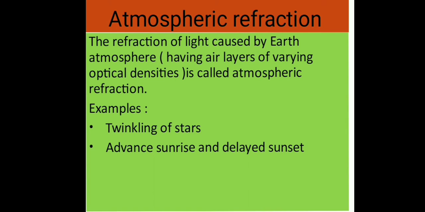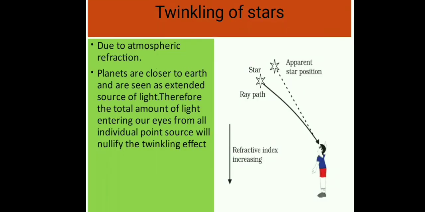There are few examples of atmospheric refraction which we can see. First is twinkling of stars, second one is advanced sunrise and delayed sunset. Twinkling of stars. It is also due to the atmospheric refraction. Distant stars act like a point source of light. As the beam of starlight keeps deviating from its path, the apparent position of stars keeps on changing because the physical condition of Earth's atmosphere is not stationary. Hence, the amount of light entering our eyes fluctuates, sometimes bright and sometimes dim. This is the twinkling of star.